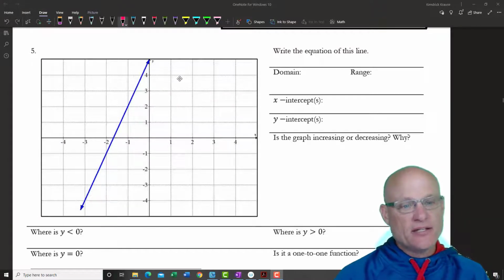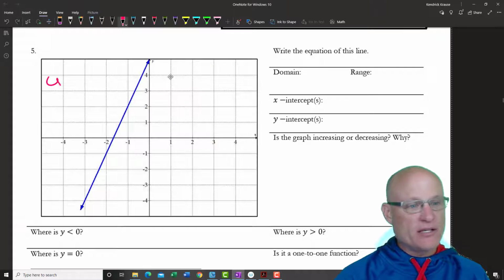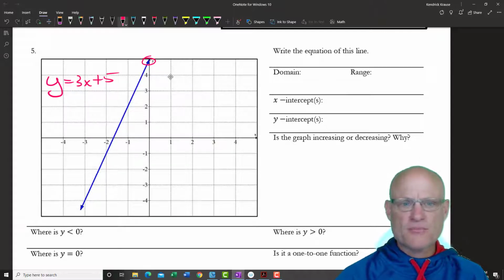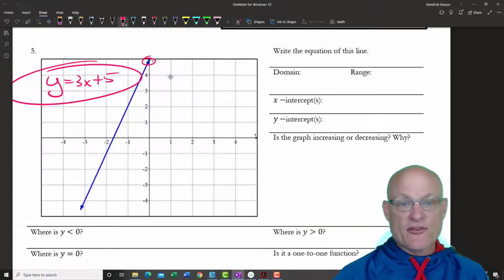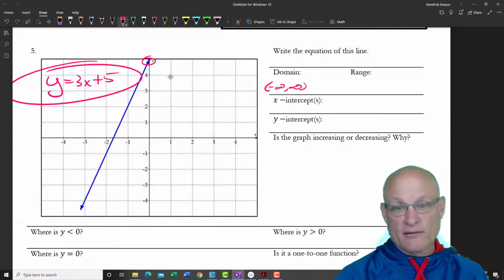Actually, I can. The equation of this line is pretty easy, right? It's y equals, it's up 3 and over 1, so 3x, and then the y-intercept is 5, plus 5. That wasn't bad. Write the equation of the line. That's the first part. We wrote the equation of the line. Now the domain. Well, domain's easy. It goes forever and ever left, forever and ever right, forever and ever down. Oops, negative infinity. And forever and ever up.